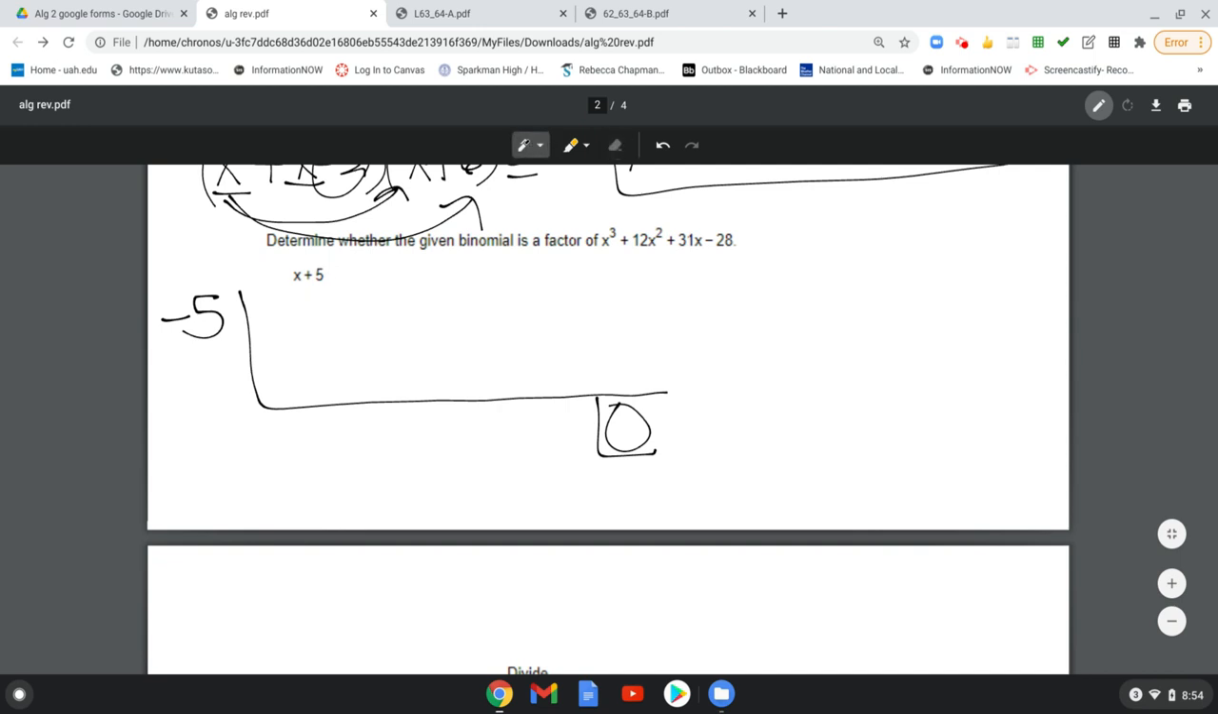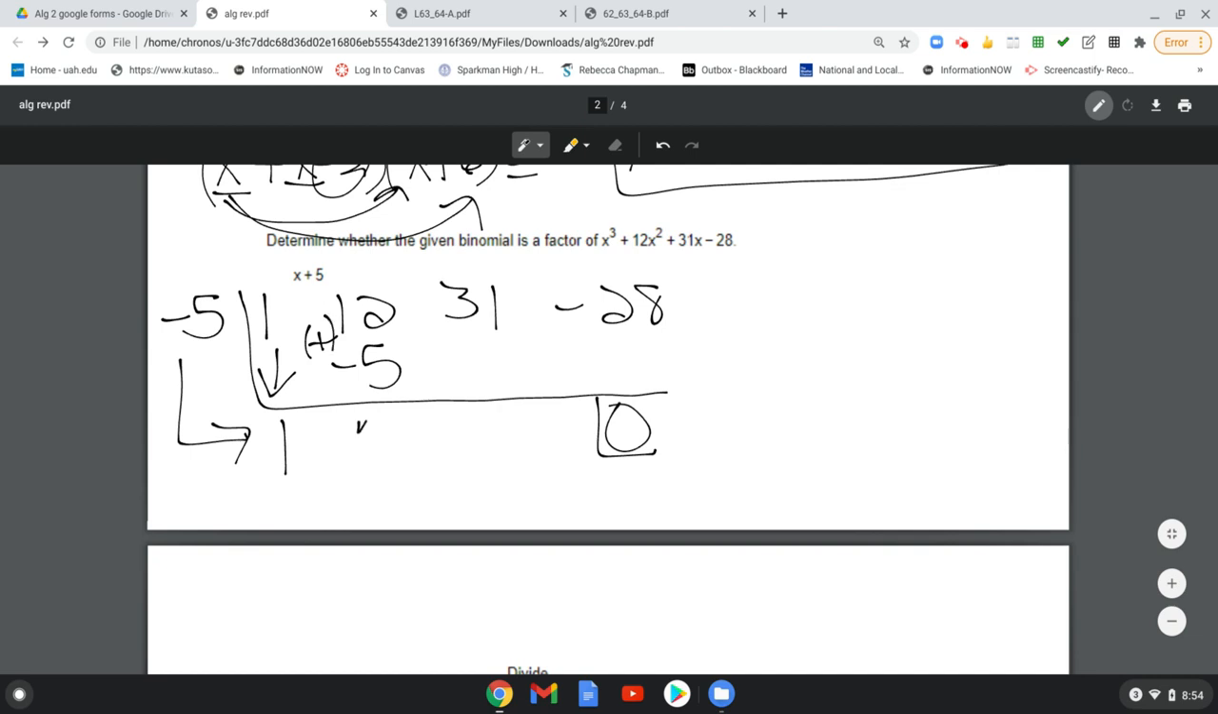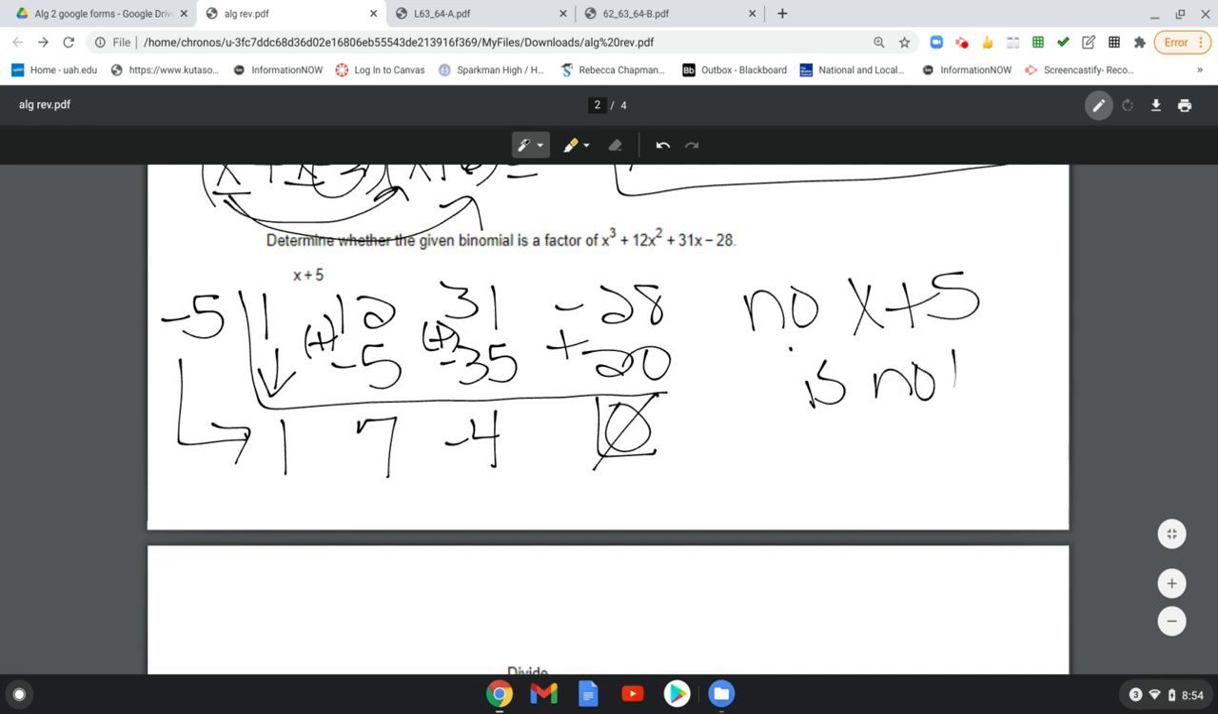And then I'm going to pull my coefficients. I do not need to put any 0 fillers because I do not have any missing terms. So always pay attention for the missing terms. Remember the synthetic division process. Bring the first term down. And then you're going to multiply. That gives me -5. And then you will always add these 2. Multiply again. That gives me -35. When I add, I get -4. And when I add, I do not get 0. So no, x plus 5 is not a factor of that given polynomial.